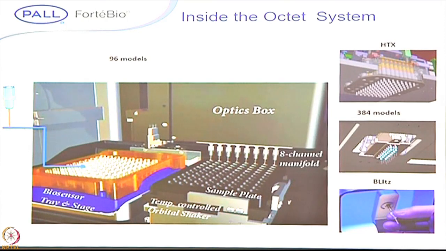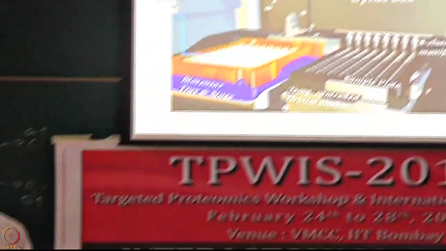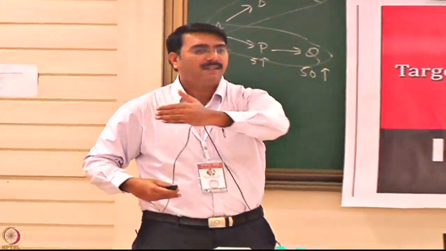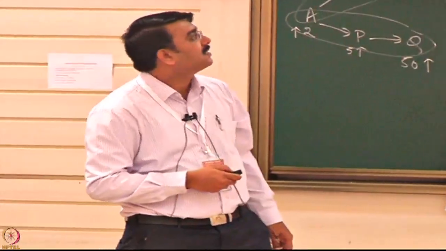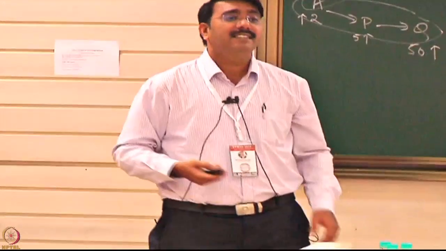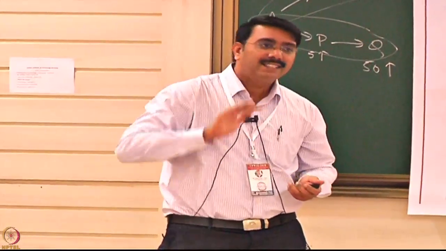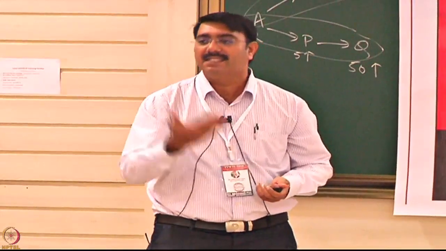What is the difference between SPR and BLI? We don't have any microfluidics here. It just works on dip and read. It picks up the sensor and dips it into the well. So everything, the reaction, happens at the tip of the sensor. In the case of microfluidic devices like SPR, the flow assists in the binding. But here we have an orbital shaker which assists in the binding.